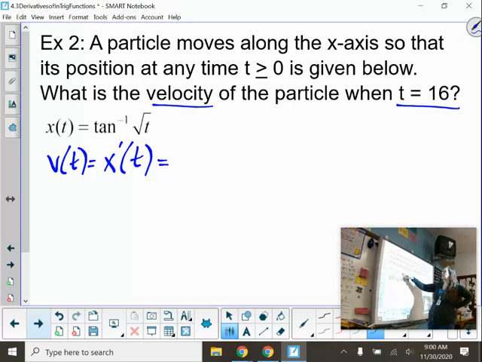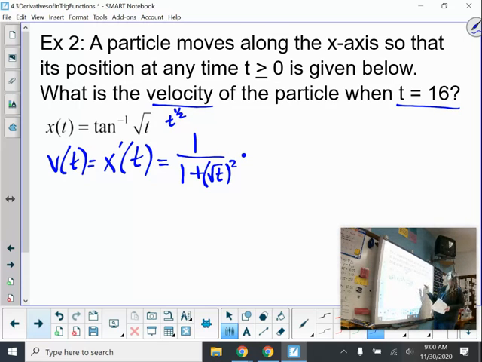Also note this square root of t, whenever you're finding the derivative of that value, you want to think of it as t to the 1/2 power. That's going to be a little bit easier to take the derivative. So we have 1 over 1 plus, this one also has a plus instead of a minus, the square root of t squared times the derivative of the square root of t. Well, the derivative of the square root of t is 1/2 t to the negative 1/2 power.